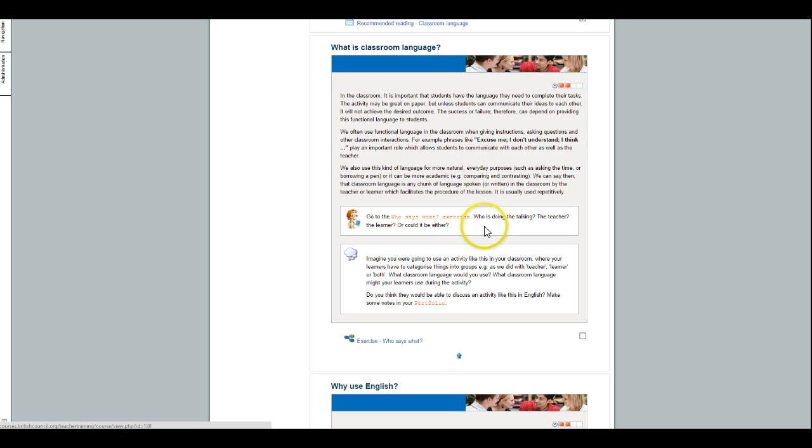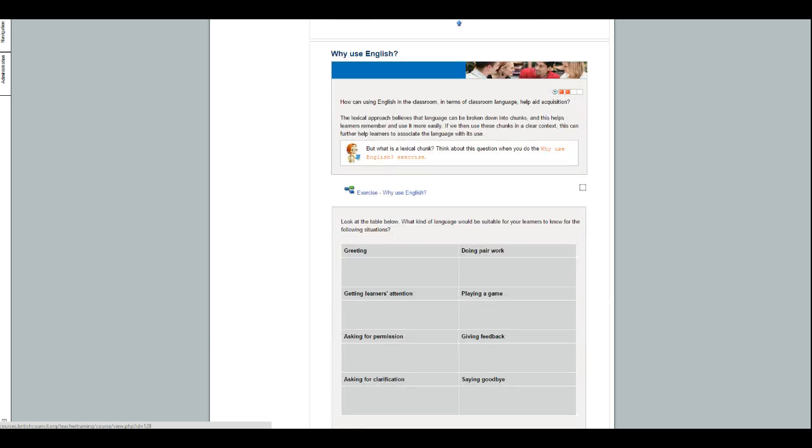Okay, so first we take a look at what is classroom language. Here you will actually complete a small exercise that'll give you a good idea about who's doing the speaking and who's not in the classroom. Look right here, our teacher tells us go to the who says what exercise. So who is doing the talking, the teacher or the learner, or could it be either? This is what we want to reflect on and take a look at: who's using English in the classroom.